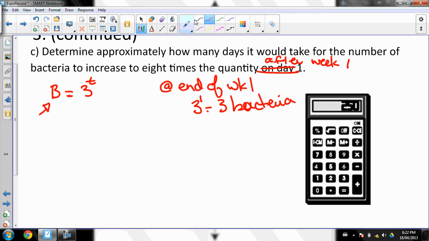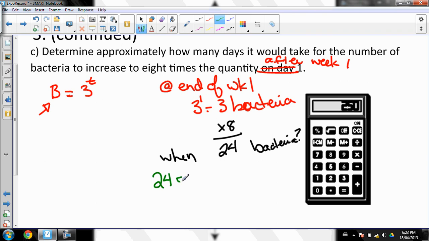Okay? Well, I want 8 times that. So times that by 8, I want to know, when do we have 24 bacteria? In other words, I want 24 equals 3 to the power of t. I want to know what t value is going to make this true.